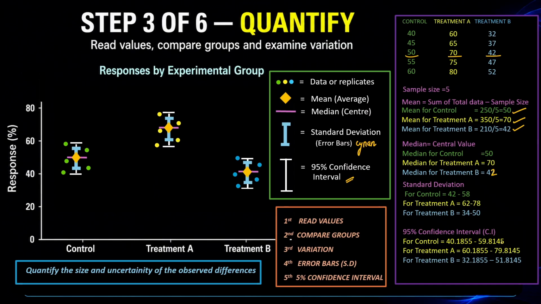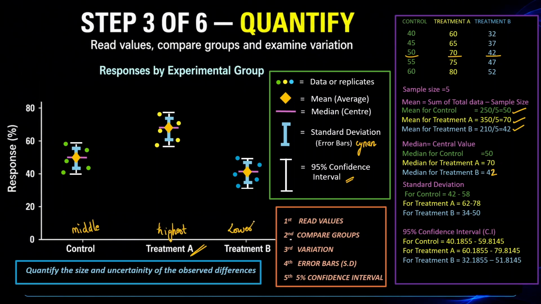A narrow confidence interval means we are more confident. A wide confidence interval means we are less certain. Now compare the groups. If we compare the averages, treatment A has the highest average response, control is in the middle, and treatment B has the lowest response.